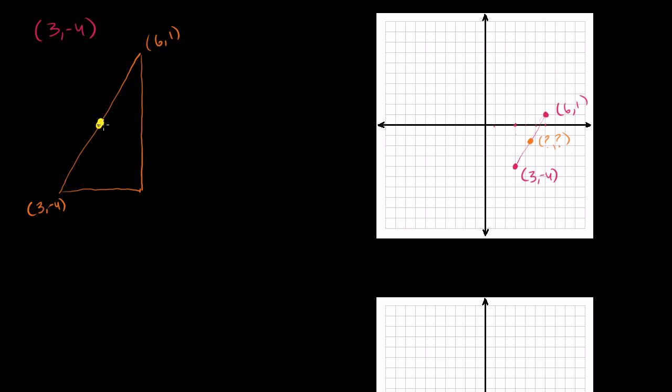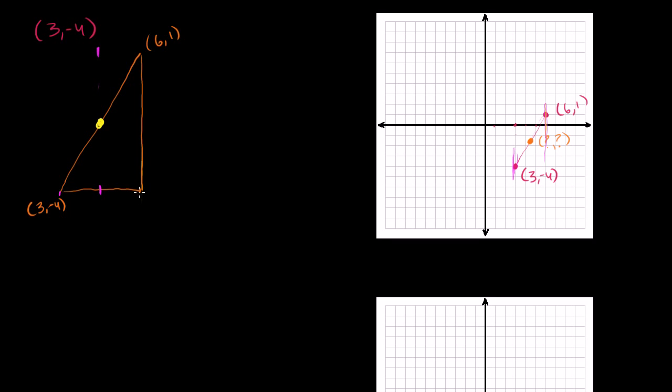What's this guy's x coordinate going to be? This line out here represents x is equal to 6. This over here represents x is equal to 3. What will this guy's x coordinate be? Well, his x coordinate is going to be smack dab in between the two x coordinates.